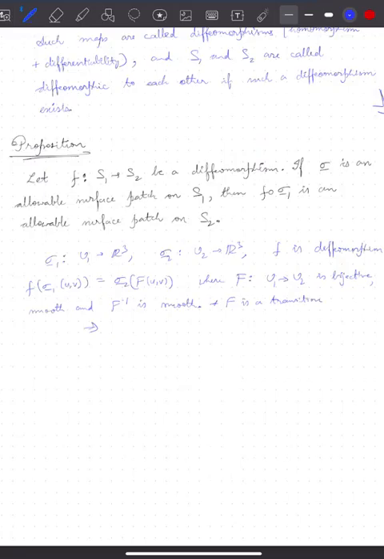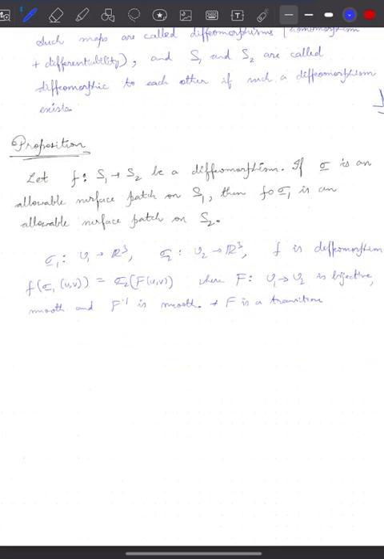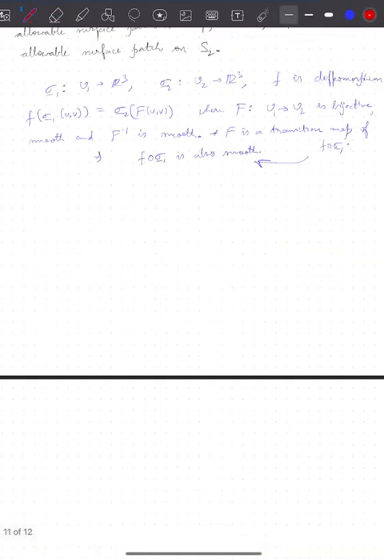Of course, it's a transition map. And what we learned in the previous proposition is that the transition maps of a smooth surface are smooth. So if the transition map is smooth, this implies that F composed with sigma is also smooth, since F is a transition map. So that's why this is also smooth. It follows from that proposition, right? So now let's begin with tangents and derivatives.